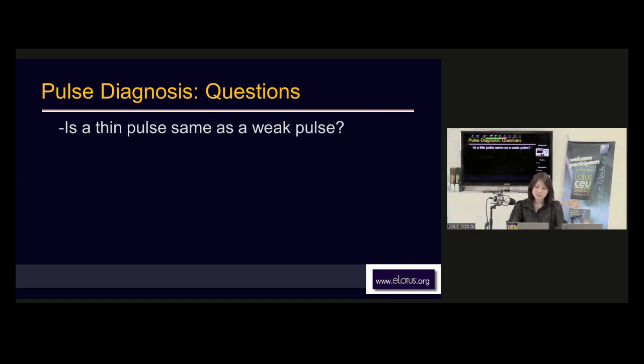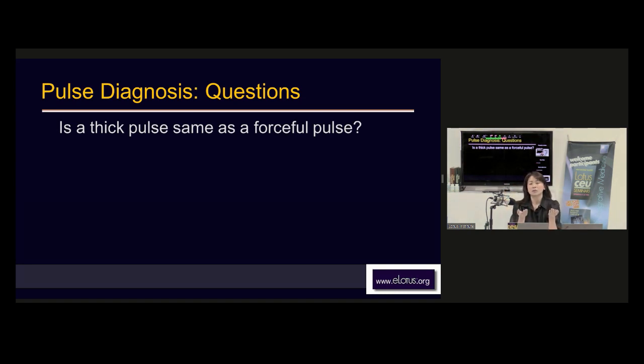Good. Next. Now, is a thick pulse the same as a forceful pulse? Not a trick question, okay? Come on, you guys. Yes or no? Okay, good. Meaning, yes, you're right. The answer is no. Thick pulse, that's a shape. Forceful pulse, that's a jump. So that's like talking apples and oranges. They're not the same, okay? Because thick can be forceful, thick can also be thin, and forceful can be thick and forceful can be thin, right? So it depends on what it is. The diagnosis is different. So those two are not the same. Good job.